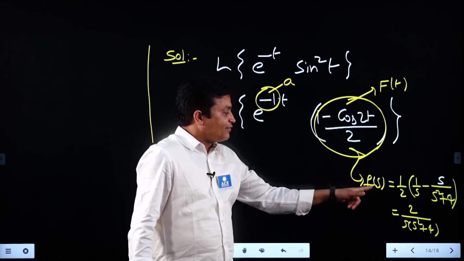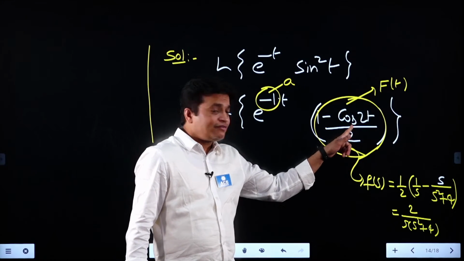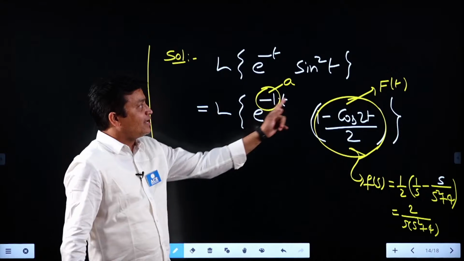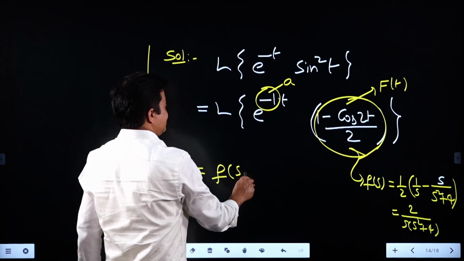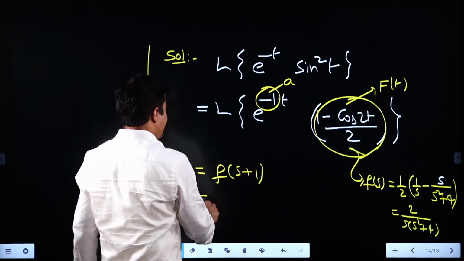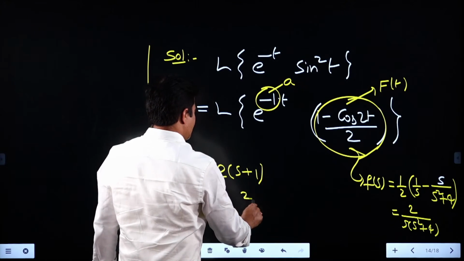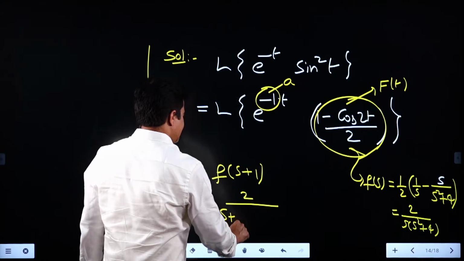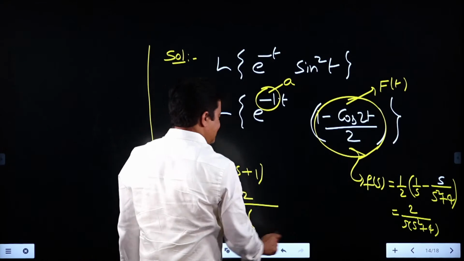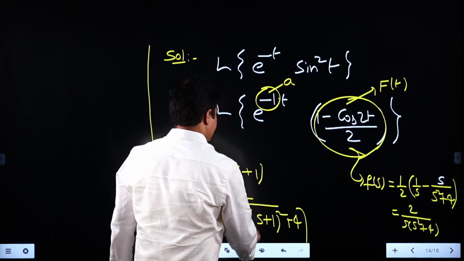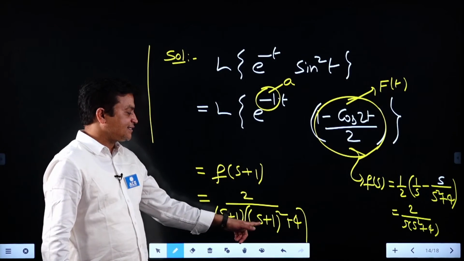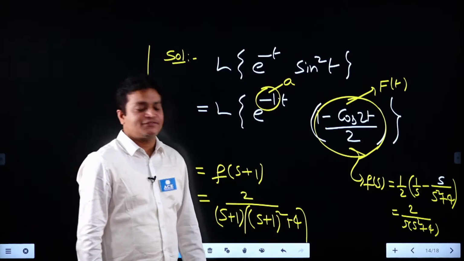If this is f of t, this is the Laplace transform of this f of s. E power a t into f of t means f of s minus a. That a is minus 1. So, replace s by s plus 1. So, 2 by s plus 1 into s plus 1 whole square plus 4. If you expand this, s square plus 2s plus 1 plus 4, 5.